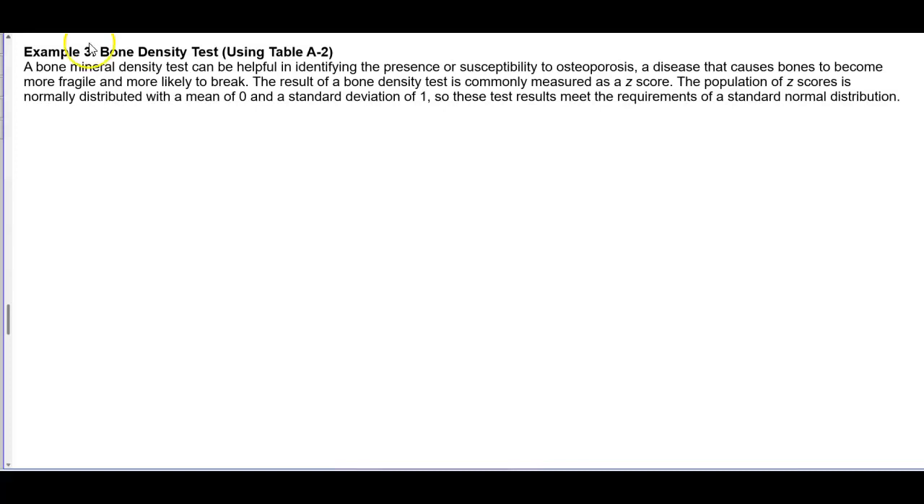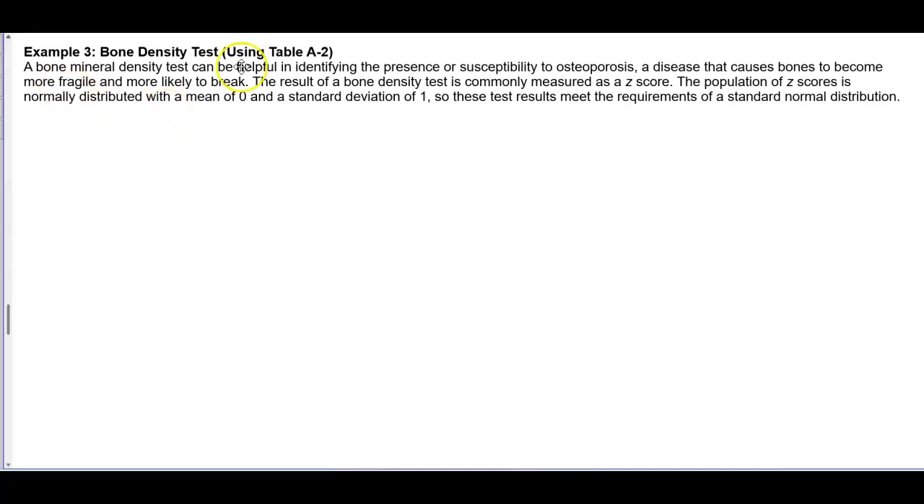Example 3. Bone density test using table A-2. A bone mineral density test can be helpful in identifying the presence or susceptibility to osteoporosis, a disease that causes bones to become more fragile and more likely to break.